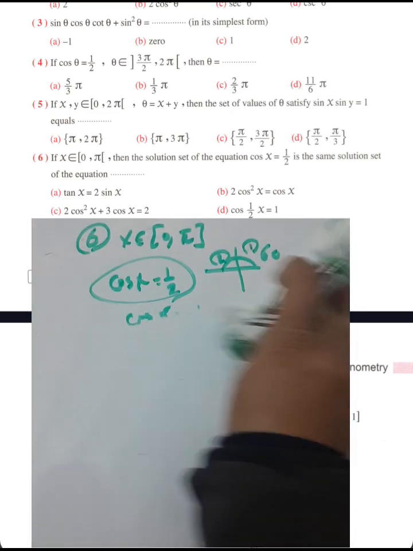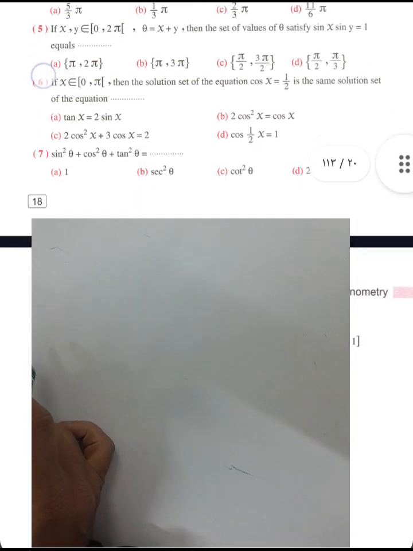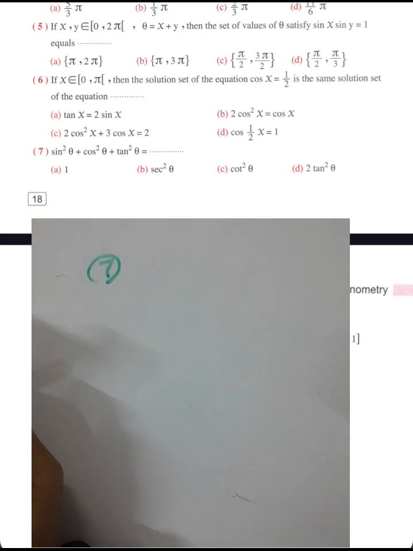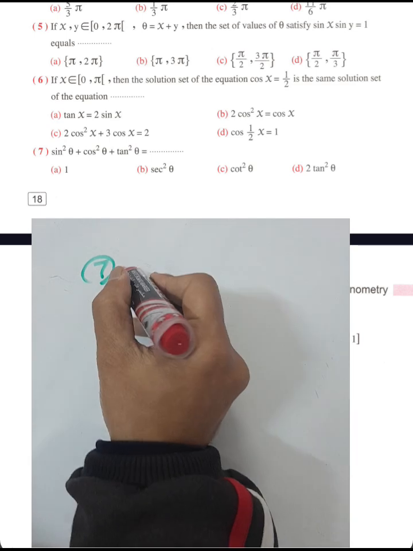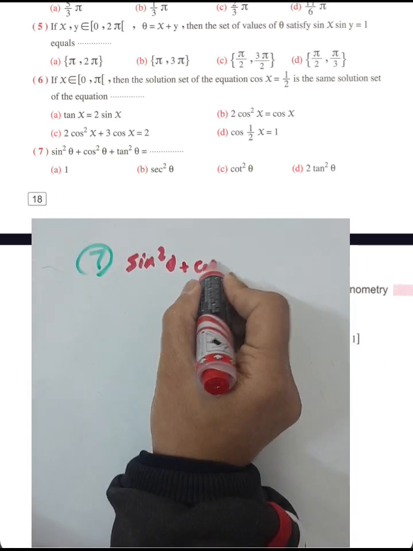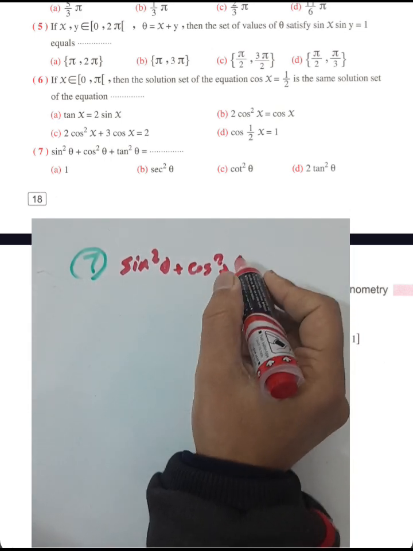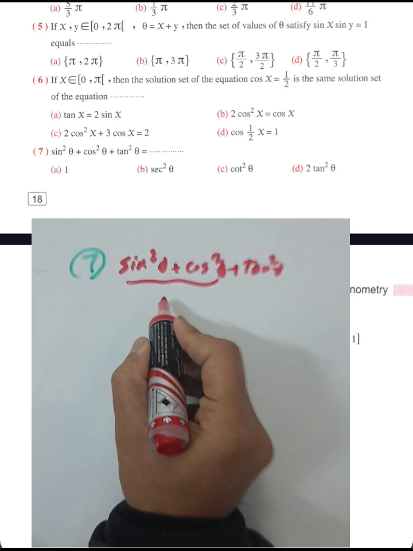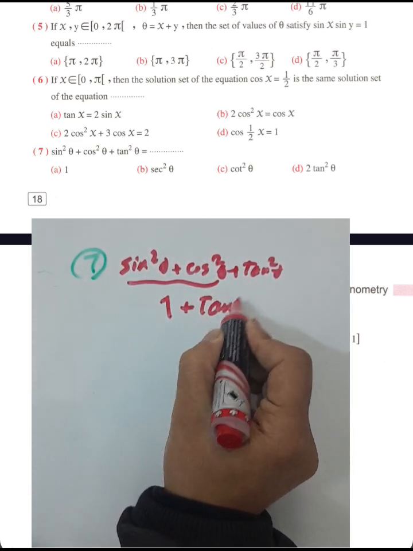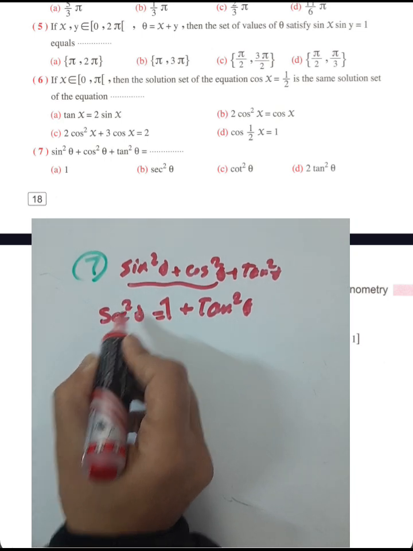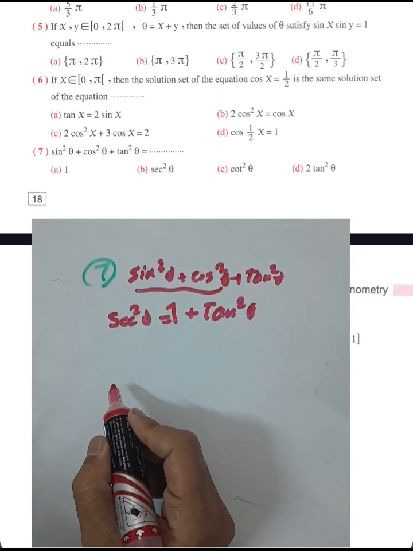Understood? Next, question number 7. We have sine squared theta plus cosine squared theta plus tan squared theta. Sine squared plus cosine squared is 1, so 1 plus tan squared theta, which here is sec squared theta. It's the rule. Choose letter B about question number 7.